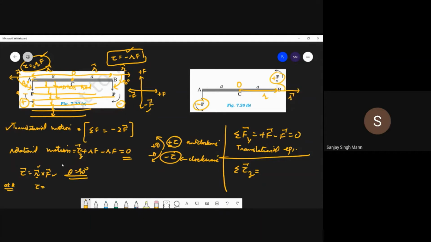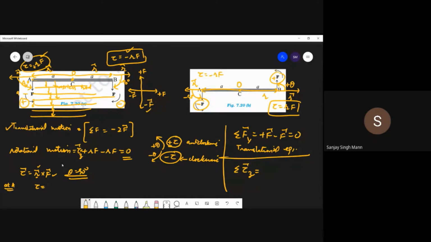So R to F. This is the axis of rotation, right? So this angle is positive theta. So theta is equal to 90 degrees, sin theta is 1, so simply tau is equal to RF. Okay. Now what about here? What is the direction of R? This is the direction of R, and this is R cross F. So R to F, this angle is minus theta, minus 90 degrees. So with minus 90, tau is equal to minus RF.